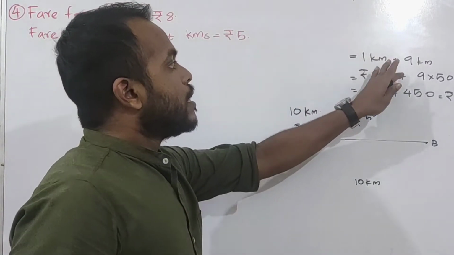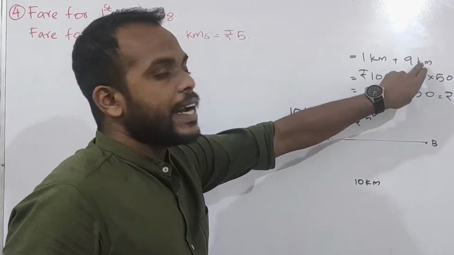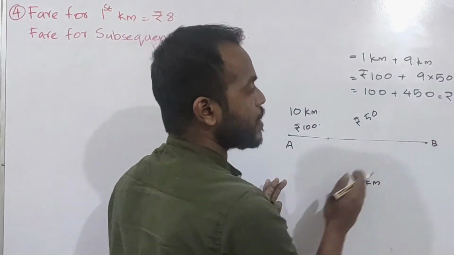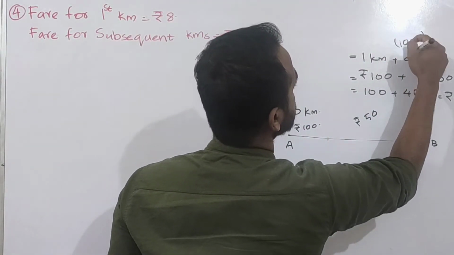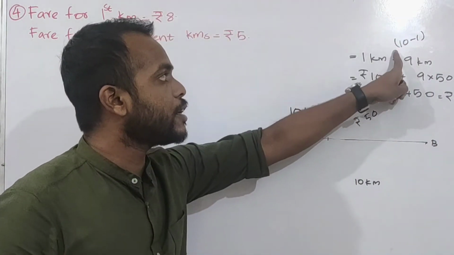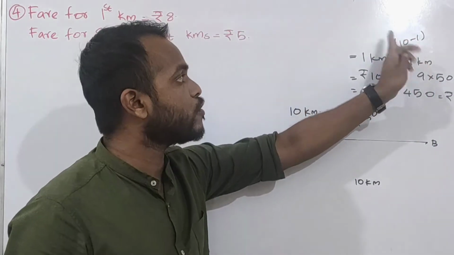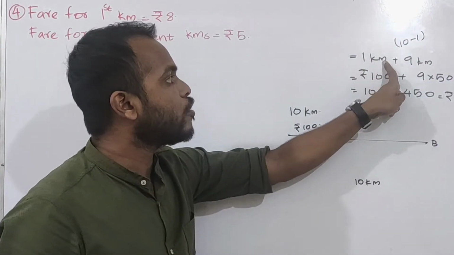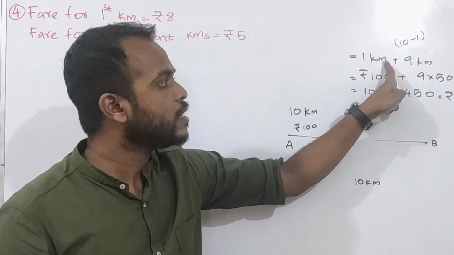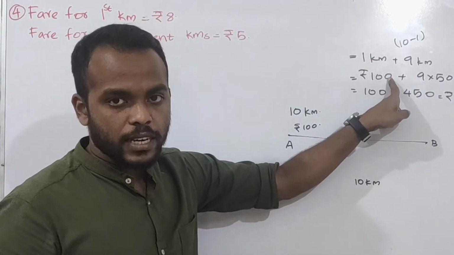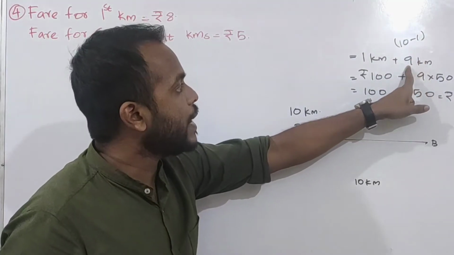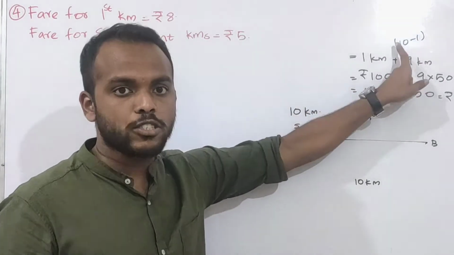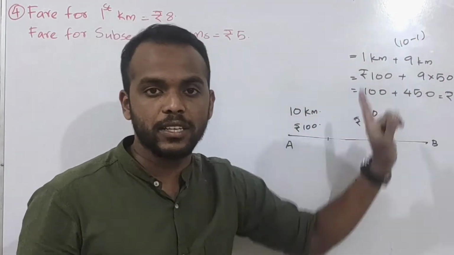Now, why did I take 9 kilometers? Because the total was 10. So the first kilometer is already done. So I am writing it as 10 minus 1. Because we don't need to find the total fare for 10 kilometers, because the first kilometer is a special one. So the first kilometer is rupees 100. Then for subsequent kilometers it is rupees 50. What's the remaining distance? It is the total distance minus the first kilometer, or 10 minus 1.